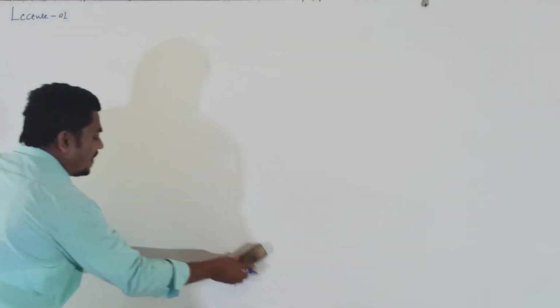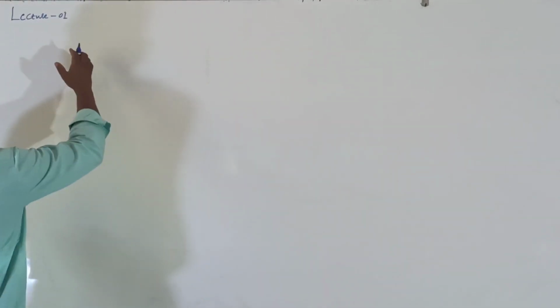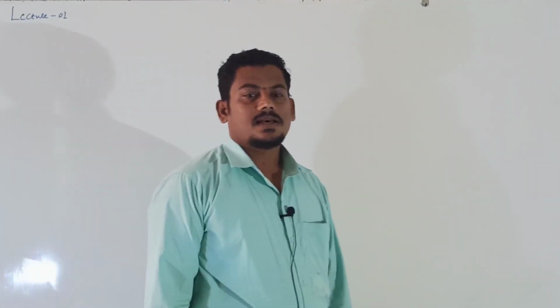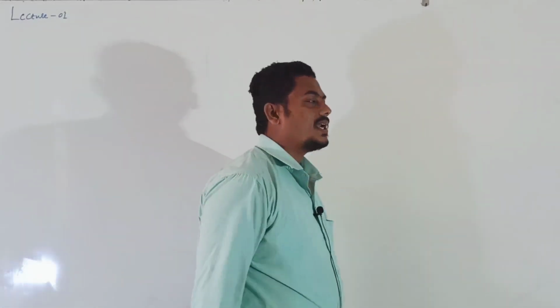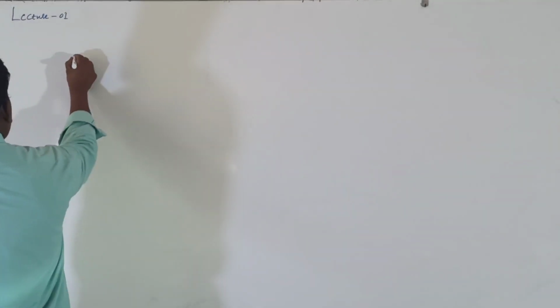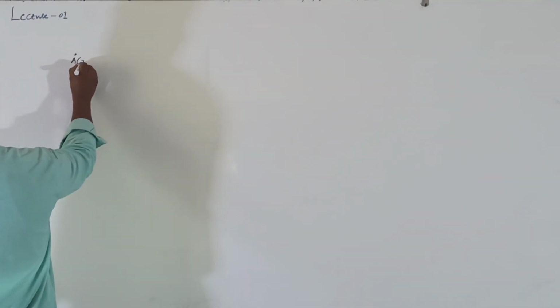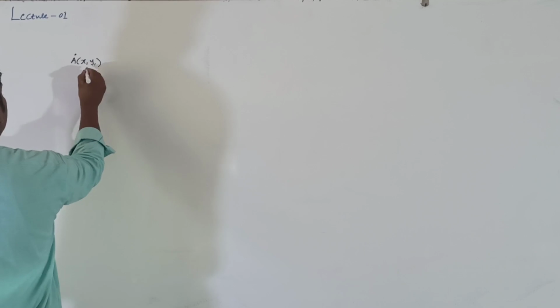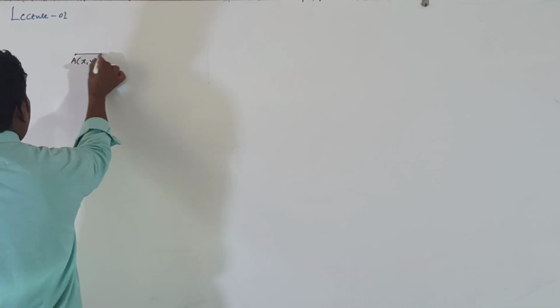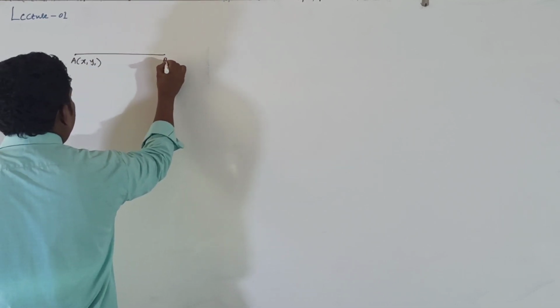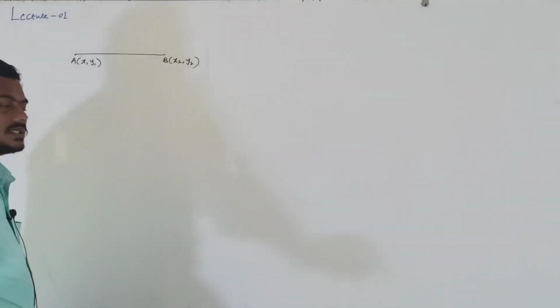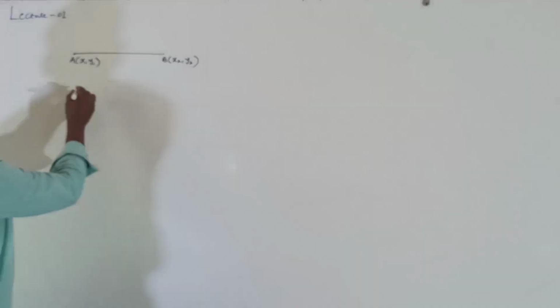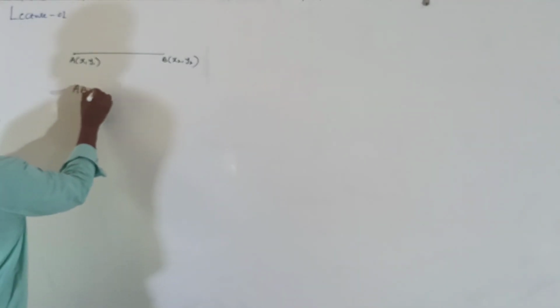In 2D geometry, distance between 2 points. Already you learned this concept, distance between 2 points formula, right? Distance between A of x1 comma y1 and one more point B of x2 comma y2. What is the distance between A and B?